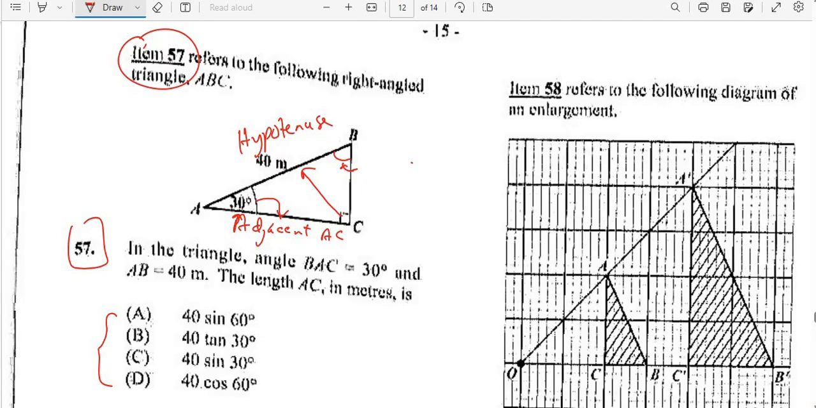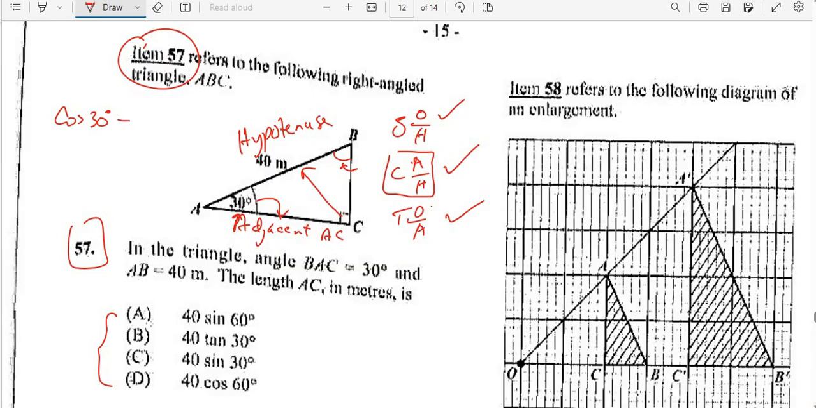So which ratio are we looking at? We know that we have SOH CAH TOA. Sine is opposite over hypotenuse. Cosine is adjacent over hypotenuse. And tangent is opposite over adjacent. Since we're working with adjacent and hypotenuse, that would be cosine. So that would be cosine of the acute angle, 30 degrees. That's a formula, cosine of the acute angle, and this is in the formula sheet, by the way.